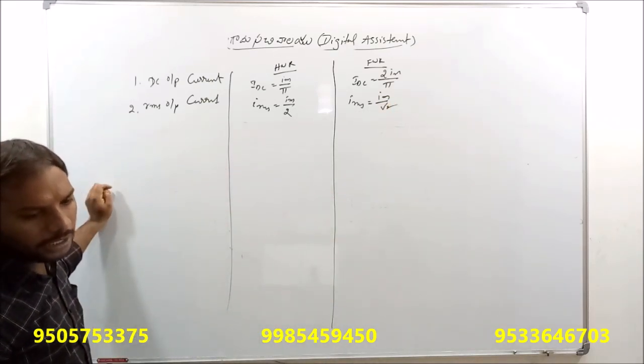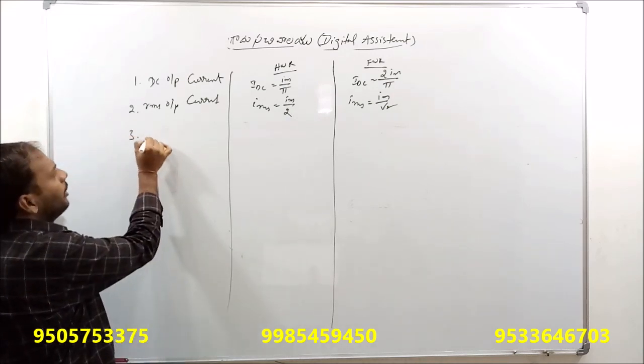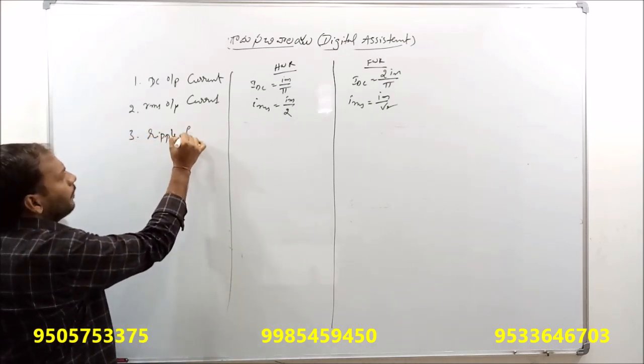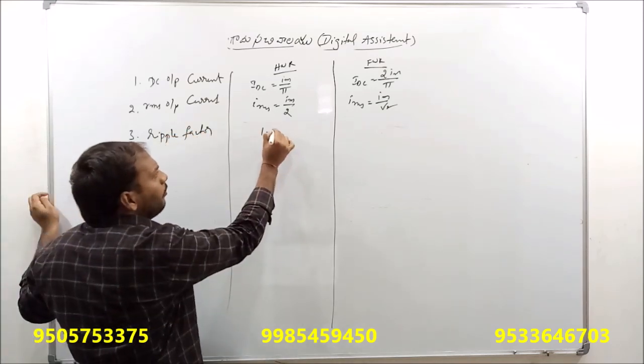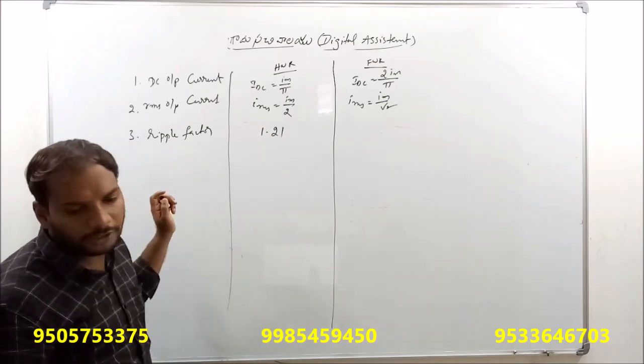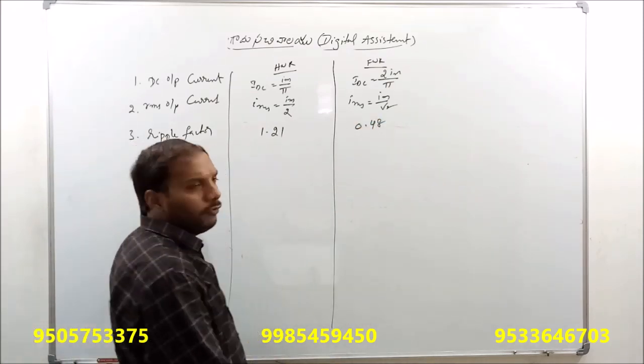And you have the RMS ripple factor, very, very important. The value of the ripple factor is 1.21 in the half wave rectifier, and the ripple factor decreases to 0.48 in the full wave rectifier.